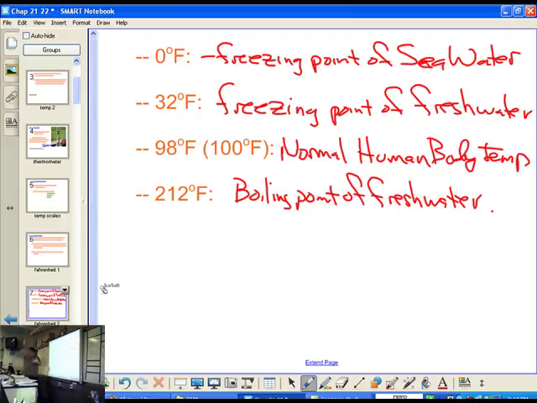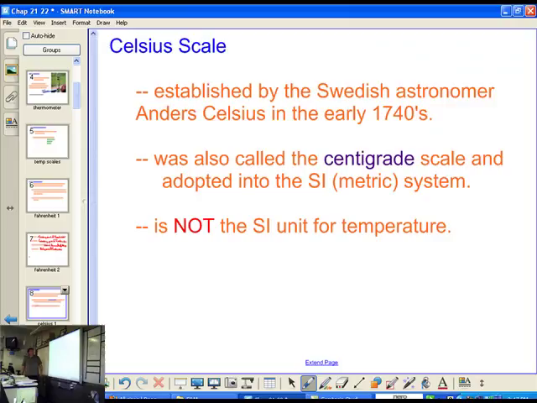Celsius actually came later. The Celsius scale was established by the Swedish astronomer Anders Celsius in the early 1740s, after Fahrenheit. It's also called the centigrade scale. When I was in school, we called it centigrade, still degree C. They wanted to put it into the SI metric system, even though this is not our SI unit of temperature measurement. We will use it, and there's a reason we can use it, but it's not the SI scale.